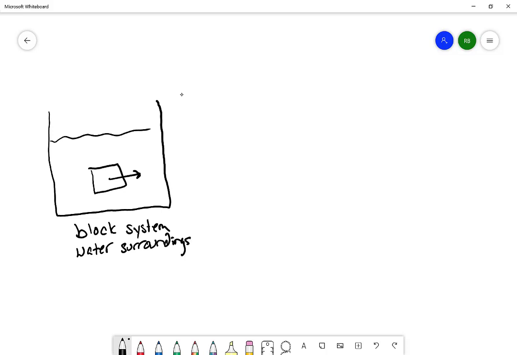So these two terms, system and surroundings, it really doesn't matter which one you assign to the block or the water. The reason why we draw this diagram, what I like to refer to as a block in a block diagram, because it looks like one box inside of another box, is simply to get the sign of heat flow correct.